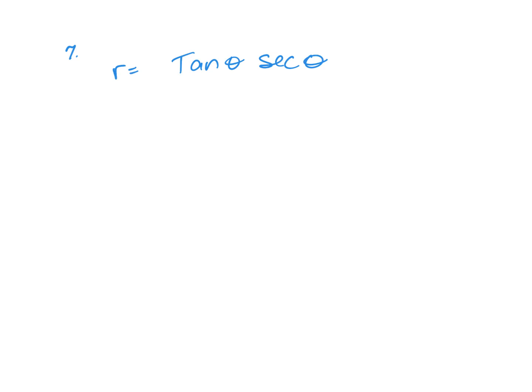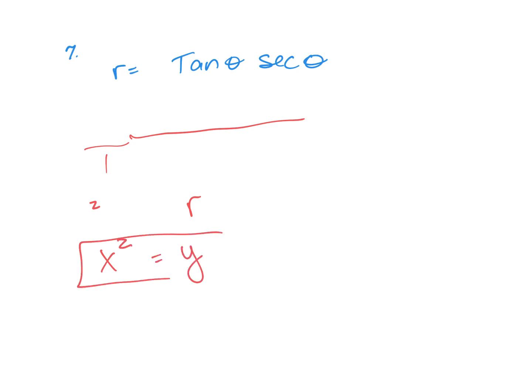Okay, so r equals sine over cosine times 1 over cosine. Just change everything to cosine and sine. And then I move the two cosines over to the r. I cross multiply, so I have r cosine squared sine. Now I'm going to add an r here, and I'm going to add an r here. If I have r cosine of theta, that is x, r squared cosine squared of theta is x squared. And then r sine of theta is y. That is your final answer.